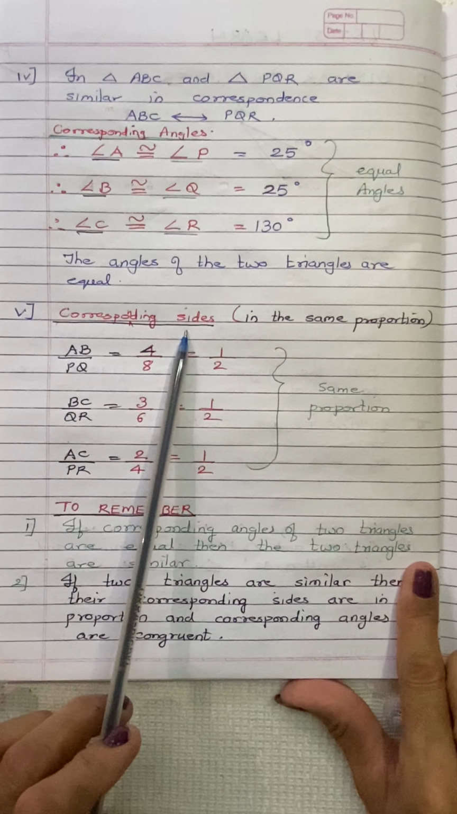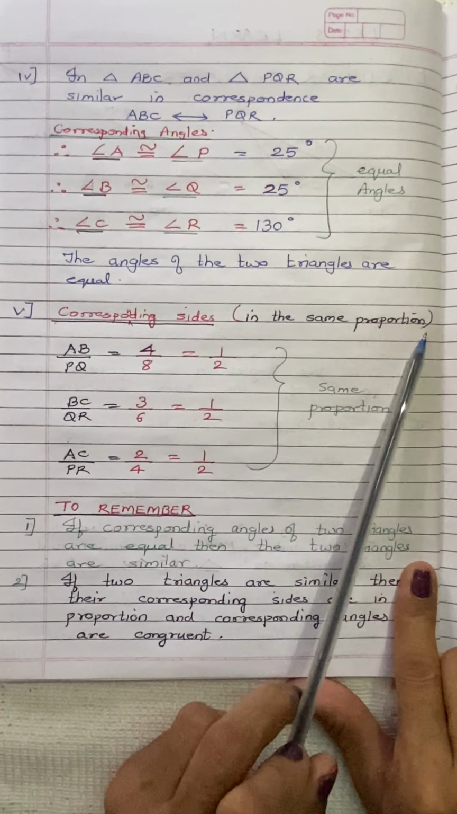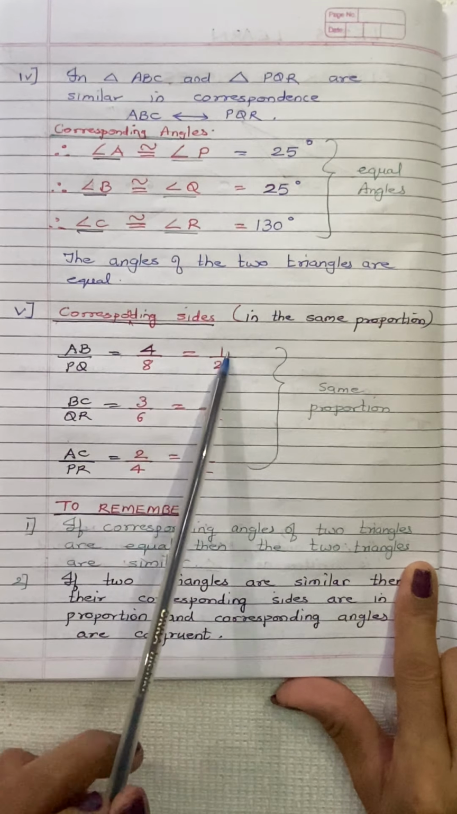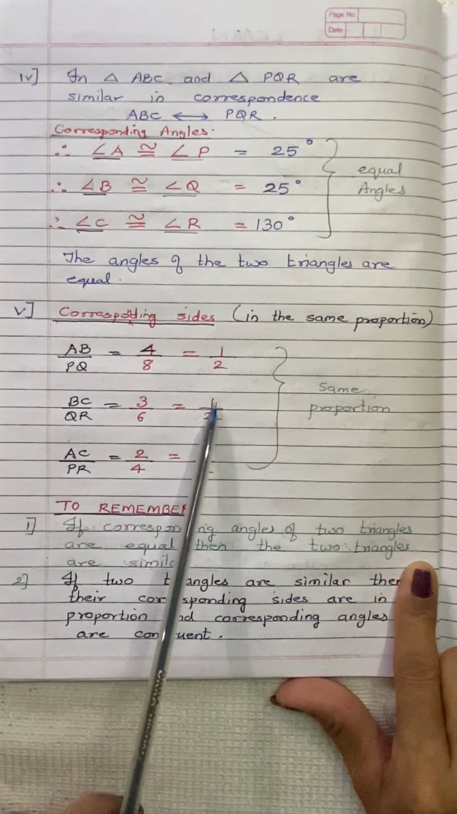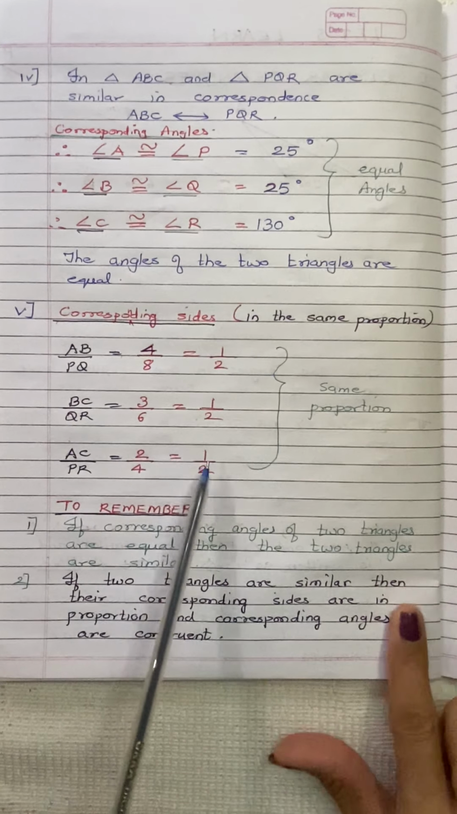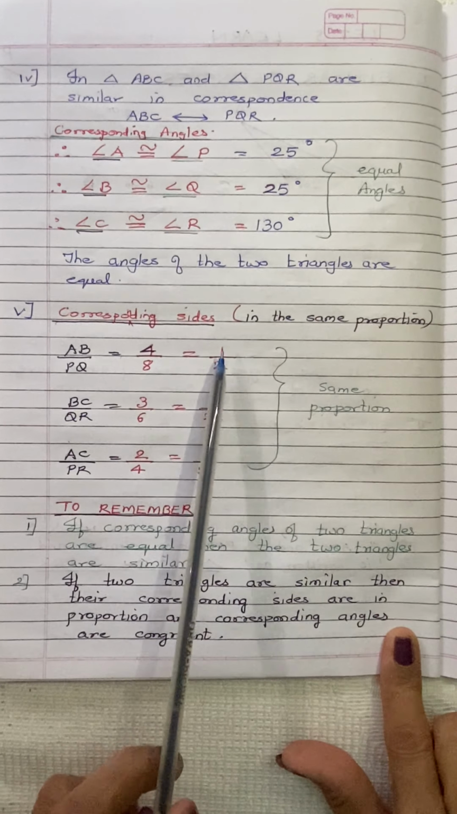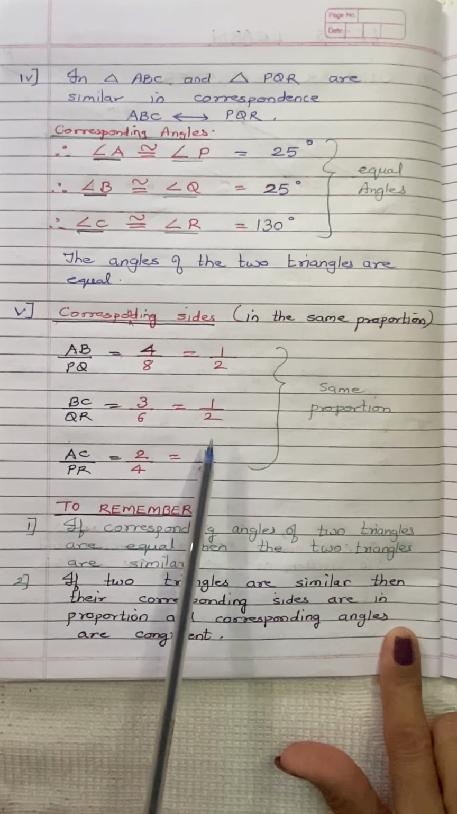One more point for similar triangles, that is corresponding sides, they should be in the same proportion. AB upon PQ, we have seen this, 4/8 which is 1/2, BC upon QR, 3/6 which is equal to 1/2, AC upon PR, 2/4 which is equal to 1/2. So they are in the same proportion. That is, when you bring these values to the lowest form, the lowest form is the same.